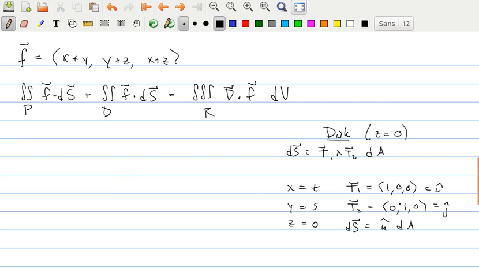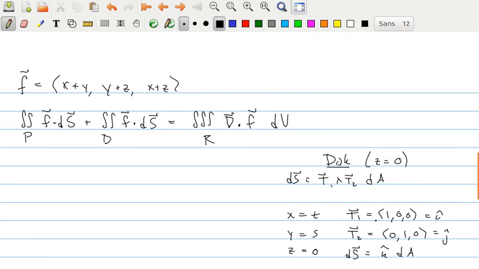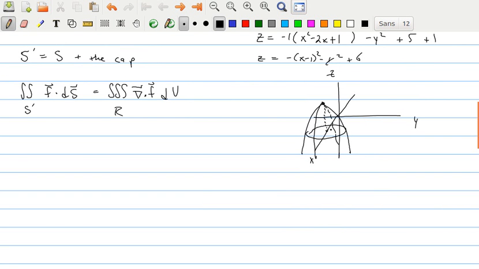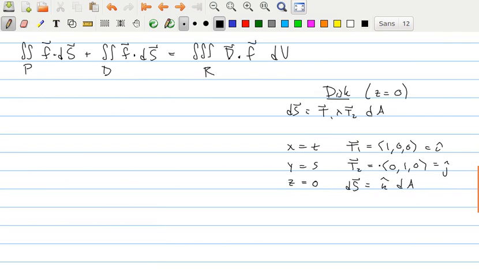We've just got to make sure we have the right orientation. Remember, when we do these flux integrals, we're always looking for the normal vector that's pointing outward. So let's take a look at this picture. The k vector is pointing upward along the z-axis. We want the one that's pointing downward. That just says that we crossed these in the wrong order. So our dS here should be negative k dA.